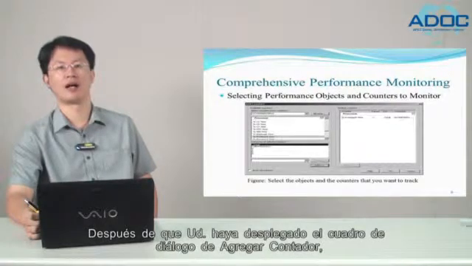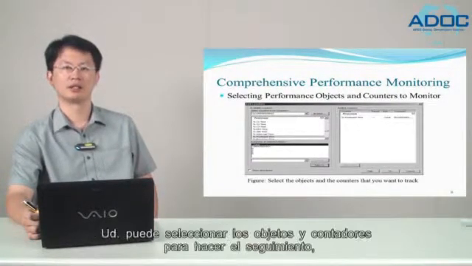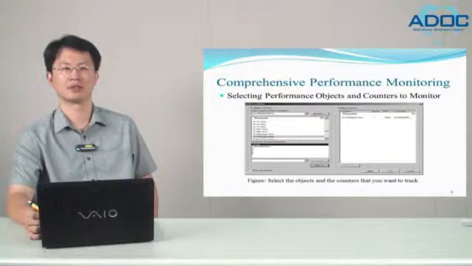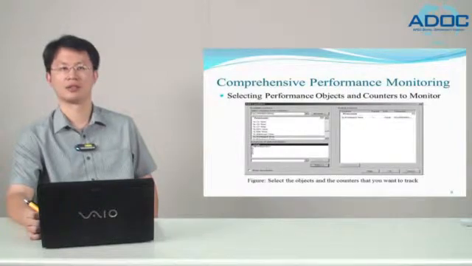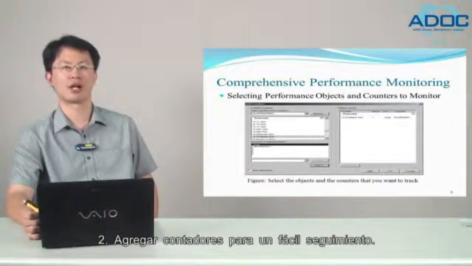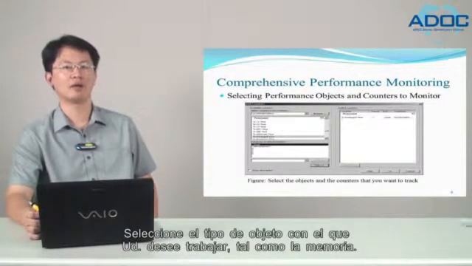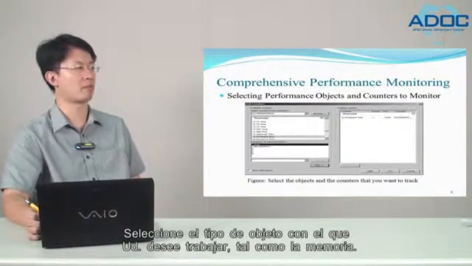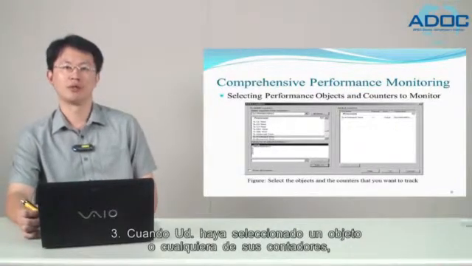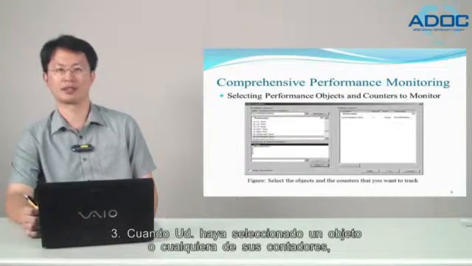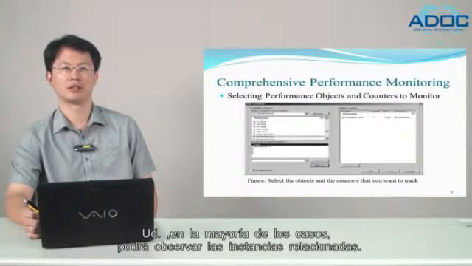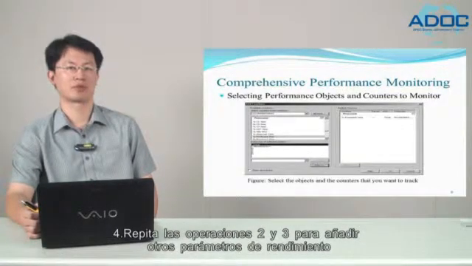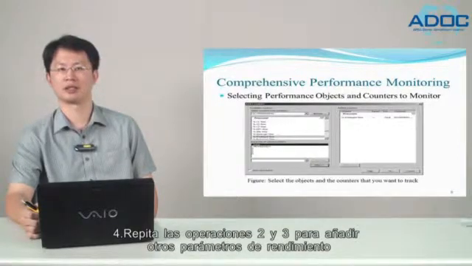After you have displayed the Add Counters dialog box, you can select objects and counters to track by completing these steps. First, in the Select Counters from Computer box. And second, adding counters to track is easy. Select the type of object you want to work with, such as memory. Third, when you select an object or any of its counters, you will in most cases see the related instance. Fourth, repeat steps 2 and 3 to add other performance parameters.